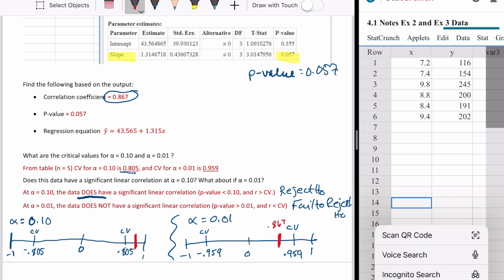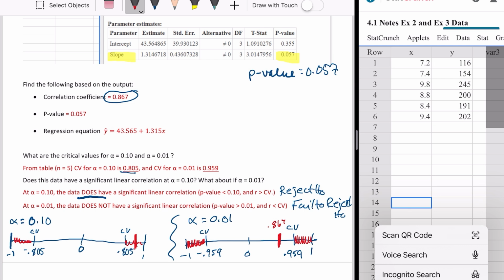Can we shade those regions real quick? Yeah, so this would be my rejection region here between the critical value and the 1 or -1. In one case, we rejected the null because we were beyond the critical value, and that was at the 10% level, but at the 1% level, we weren't in the rejection region, so we failed to reject. So at the 10%, we have a good line. At the 1%, we do not. It depends on what your significance level is and how sure you want to be that you have a correlation or not.